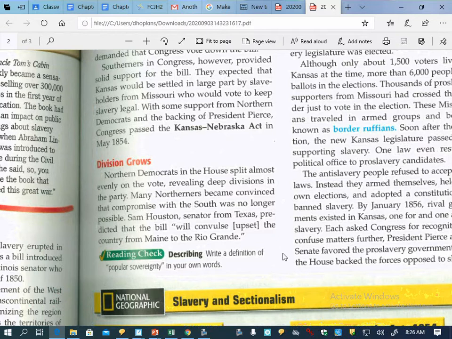Division grows. Northern Democrats in the House split almost evenly on the vote, revealing deep divisions in the party. Many Northerners became convinced that the compromise with the South was no longer possible. Sam Houston, senator from Texas, predicted the bill would convulse, or upset, the country from Maine to the Rio Grande.